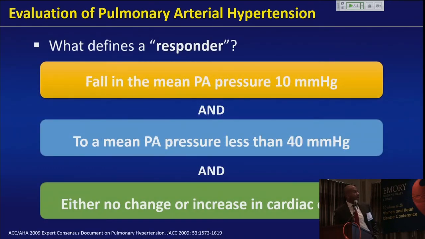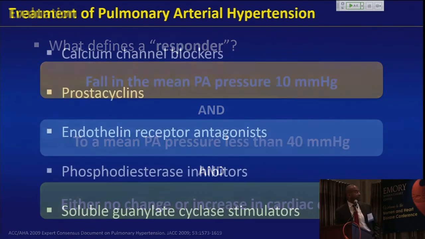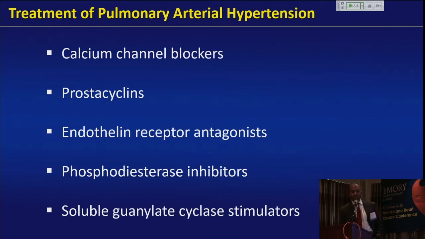These are the different agents that we use for vasoreactivity challenge: inhaled NO, IV adenosine, or IV epoprostenol are the ones that we commonly use. In my practice, I use inhaled NO, and usually that gives me an indication whether or not these patients will respond to calcium channel blockers. And this is how we define the response to vasoreactivity challenge. It's a little bit technical, but I'll mention it. You have to have a fall in the mean PA pressure of at least 10 with an absolute mean PA pressure less than 40, and your cardiac output should remain the same or increase, and it should not fall. So you have to have those three fulfillments in order to be classified as a responder to the vasoreactivity challenge. These are different treatment modalities of pulmonary arterial hypertension, WHO Group 1: calcium channel blockers, prostacyclins, endothelin receptor antagonists, phosphodiesterase inhibitors, and soluble guanylate cyclase stimulators.